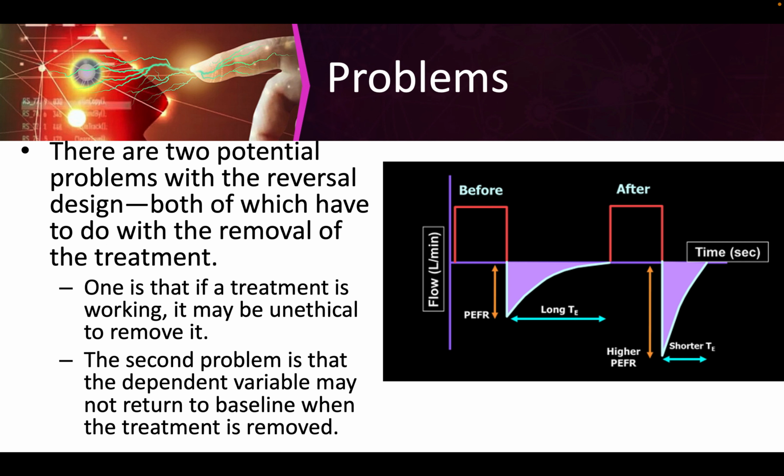There are two potential problems with the reversal design, both of which have to do with the removal of the treatment. One is that if a treatment is working, it may be unethical to remove it. The second problem is that the dependent variable may not return to baseline when the treatment is removed.